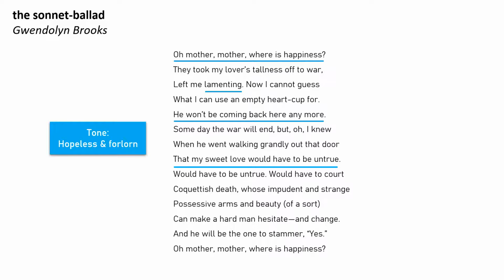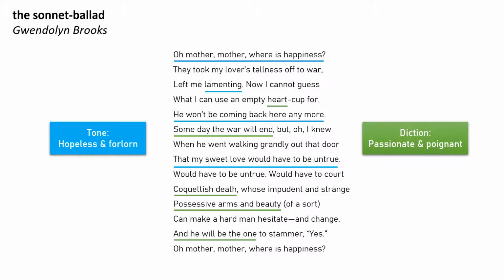Words such as lamenting and phrases such as "he won't be coming back here anymore" show how desolate and abandoned the speaker really feels about her lover's departure. And the diction is quite impassioned and poignant because it's meant to evoke sadness in the reader. She uses words such as heart and specific words to describe death itself. These word choices really show how emotional the speaker feels, and that is the overall effect that she's trying to create by using words that are associated with strong feelings.